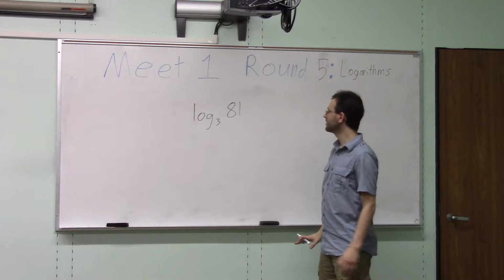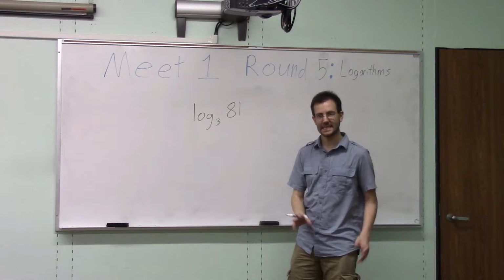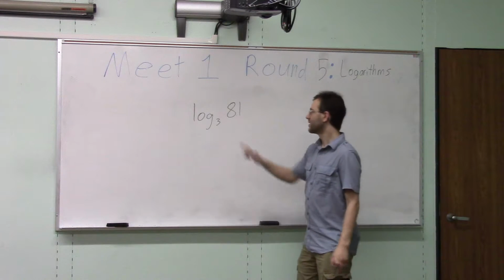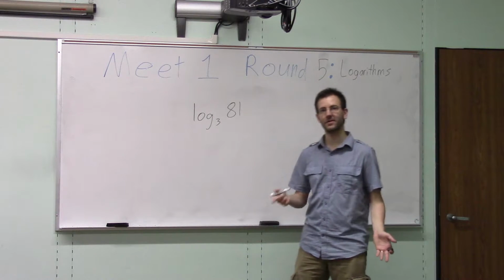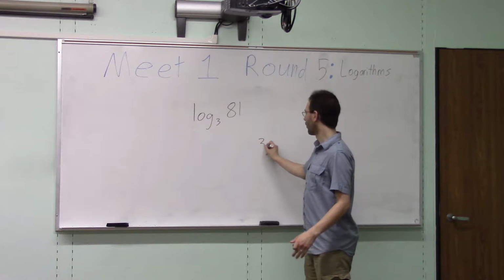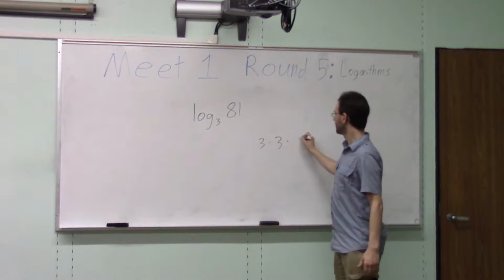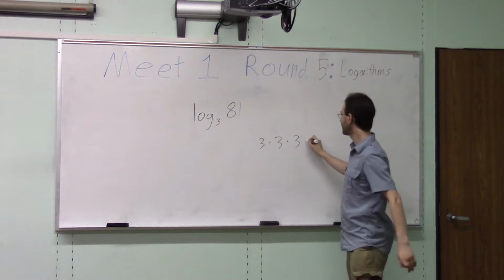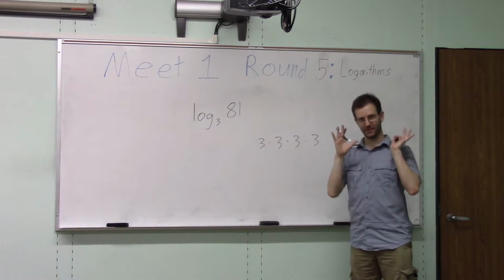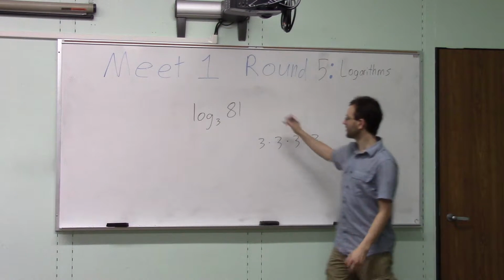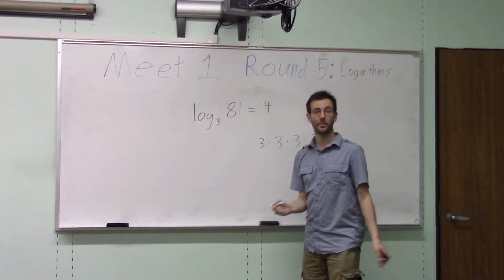This statement is, I think this is log base 3 of 81. That's how it's said. Here's what it means: the number of 3's in 81. So how many 3's are there in 81? 1, 2, 3, and this is 27, 4. There are 4 3's in 81, multiplicatively. So the answer to this, the way to simplify this, would be the answer 4.